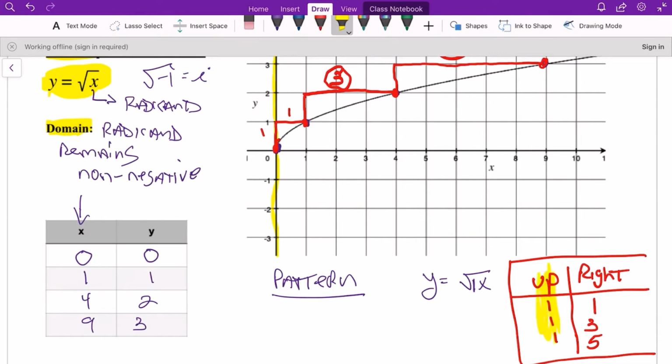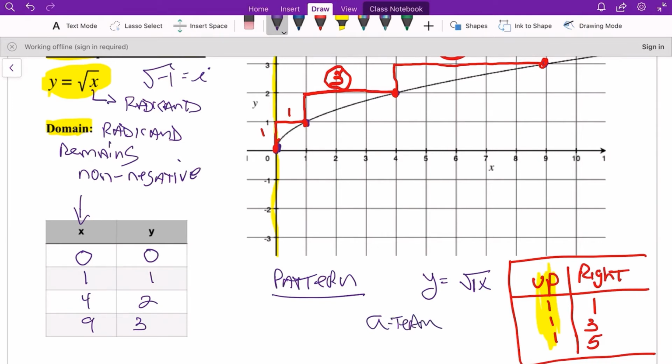So let me backtrack 1 second. This column could be either up or down, or in this column could either be right or left. This pattern will always be the same. Whether we go right or left, it will always be 1, 3, 5. The only thing that could change is this. This may not always be a 1, and that's determined by the a term of the function.